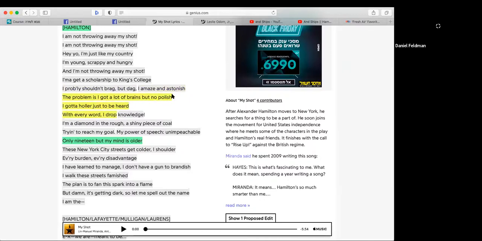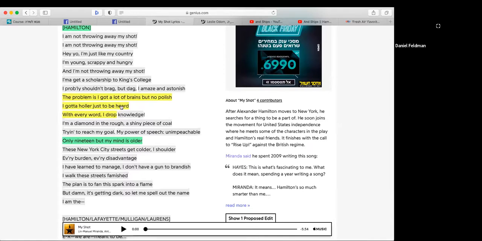Astonish and polish. That is another one of these feminine rhymes, a double rhyme with the accent not on the final syllable: polish, astonish. I got to holler. There's more assonance. I got to holler just to be heard. It's a really hard sound to make, the H, especially when you're speaking quickly or on a stage, with every word.